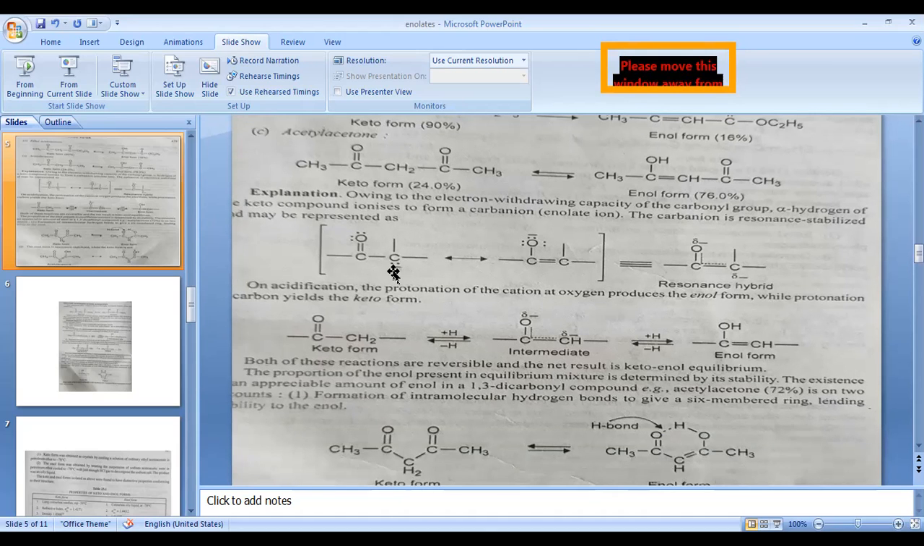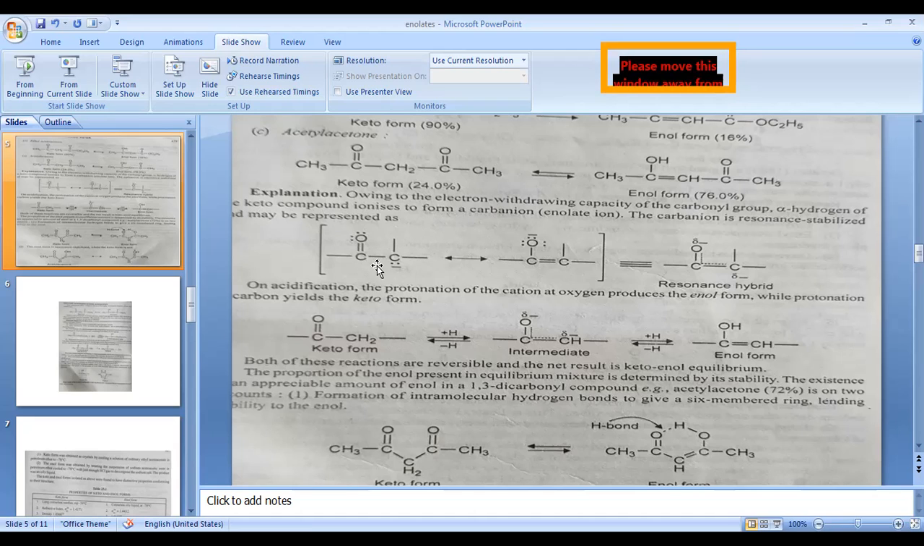Now here the electron is transferred. These are the resonating forms. This electron may be transferred here, and these are the resonating forms. This electron may be transferred here, so this electron to this. So here is a negative charge. Due to the electron-withdrawing capacity of the carbonyl group, the alpha hydrogen of the keto compound ionizes to form a carbanion.